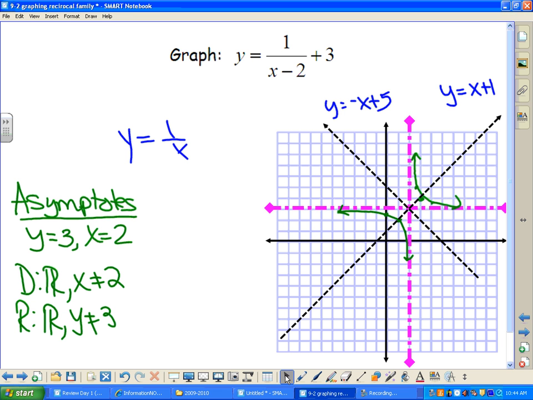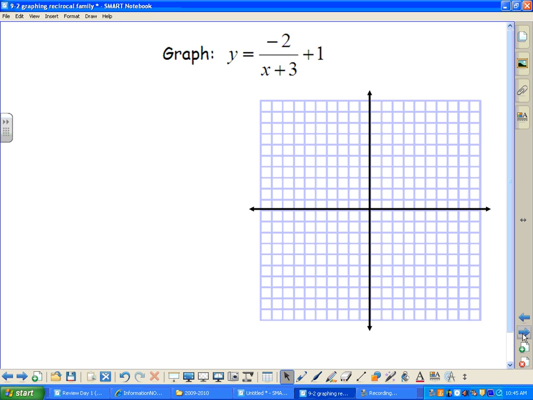That's just the parent graph, and it comes from whatever the numerator is over just x. It doesn't matter what's down here. So it's just the numerator value over x. Okay? Does that make sense? All right. Then let's just take a look at one more and see if we could do this one. So y equals negative 2 over x plus 3 plus 1. So let's just get the new asymptotes and use that as our new origin point and go from there.